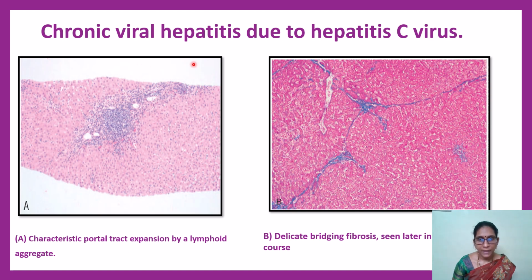So in chronic viral hepatitis due to hepatitis C virus infection, we are able to appreciate the dense mononuclear cell infiltrates, that is, the blue dots we can see, which is expanding the portal tract, which is nothing but the lymphoid aggregate, and it can form a delicate bridging fibrosis, and later it can progress to cirrhosis.